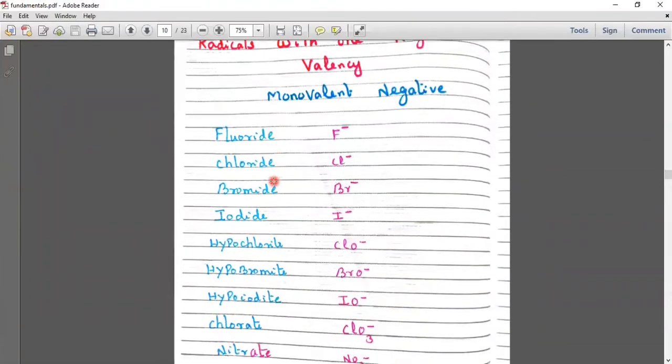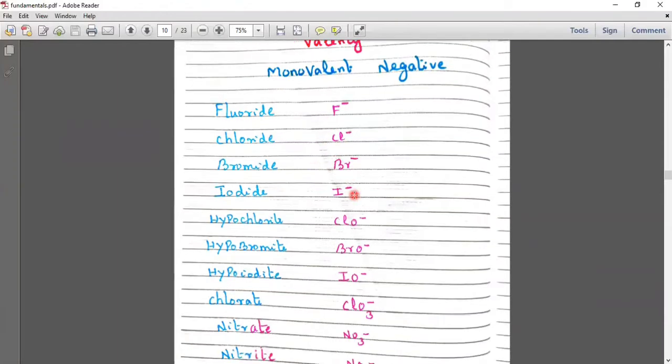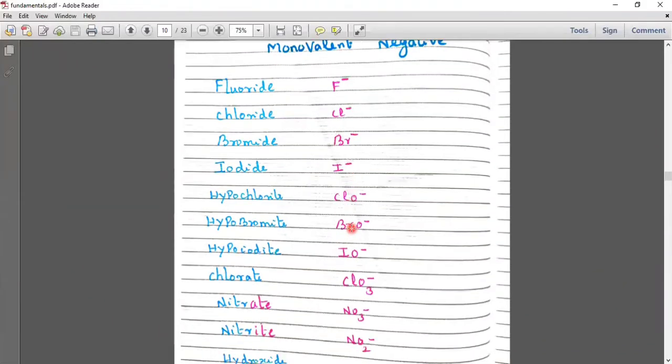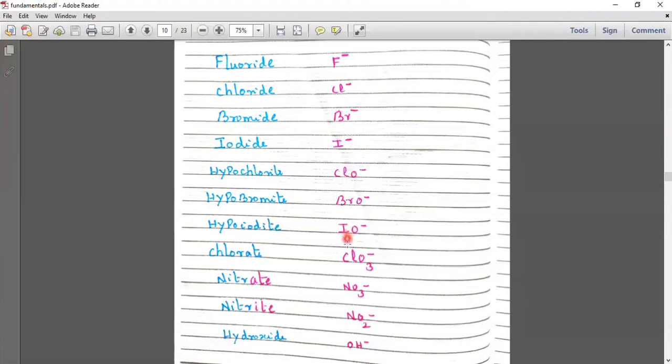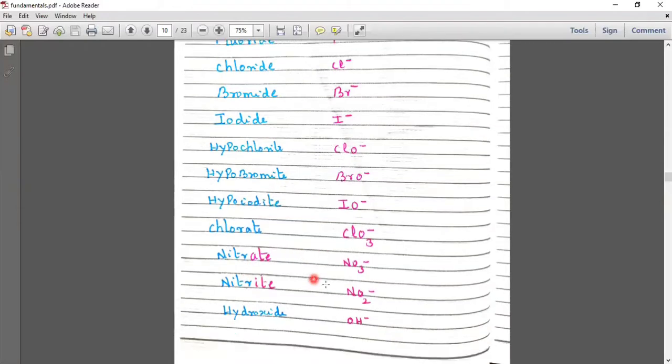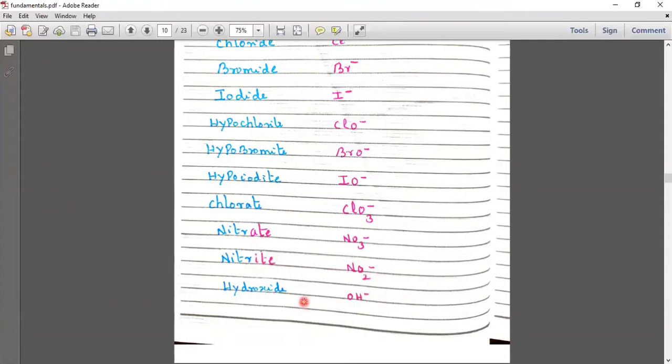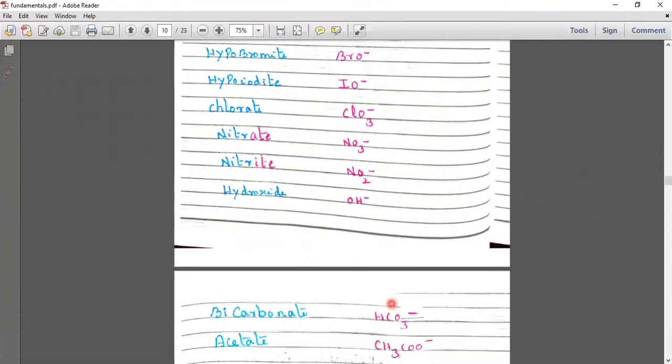These are monovalent negative ions. Fluoride F minus, chloride Cl minus, bromide Br minus, iodide I minus, hypochlorite ClO minus, hypobromite BrO minus, hypoiodite IO minus, chlorate ClO3 minus, nitrate NO3 minus, nitrite NO2 minus, hydroxide OH minus.